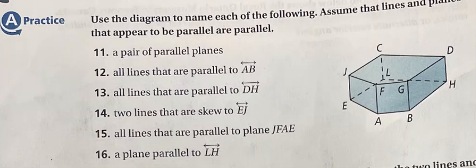All right, so the first thing we need to do is look and identify where AB is. So AB is right here, and what we want to do is find the other parallel line that's just like AB, which would just be the opposite, so FG. All right, that's what it's looking for there. Now, all lines that are parallel to DH. All right, so now we've got to find DH. So DH is over here.